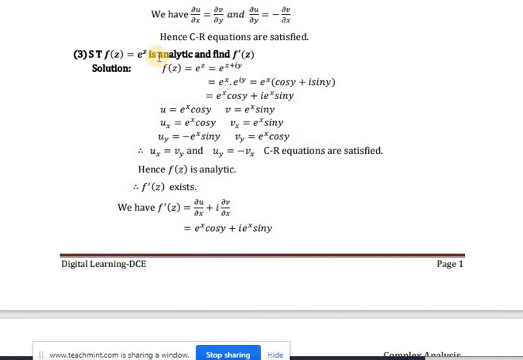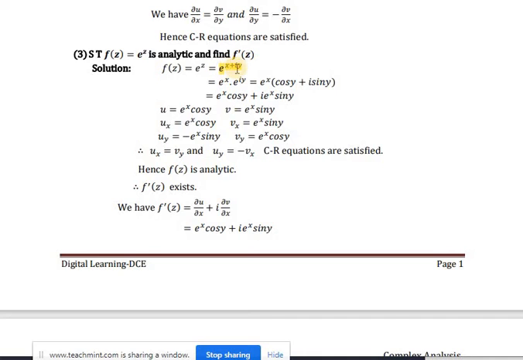See here, f of z is equal to e power of z, which is equal to e power of x plus iy. See, wherever you have z, it is a complex number. Replace that by x plus iy. See, z is replaced by x plus iy.